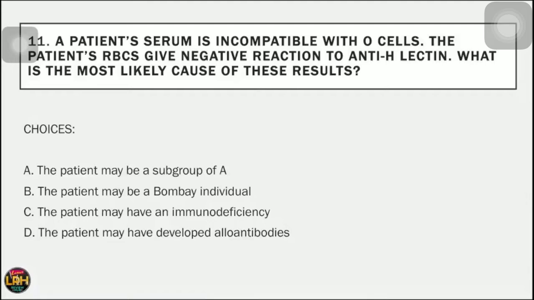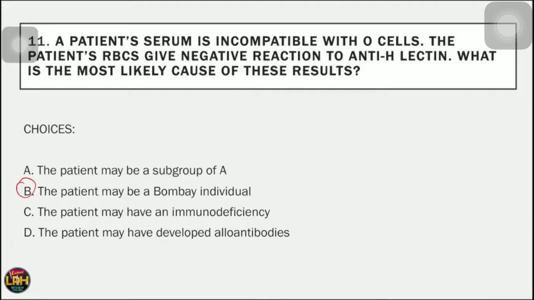So from our previous items, we have discussed that Bombay phenotype individuals will give negative reaction to anti-H lectin. Also, their serum is seen to be incompatible with O cells. So for this question, number 11, the answer is letter B. The patient may be a Bombay phenotype.